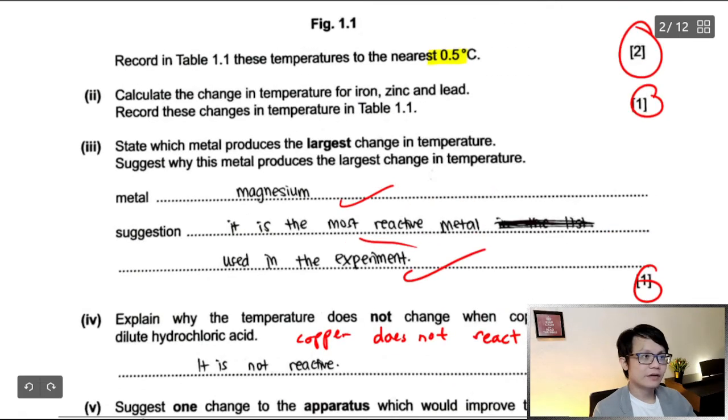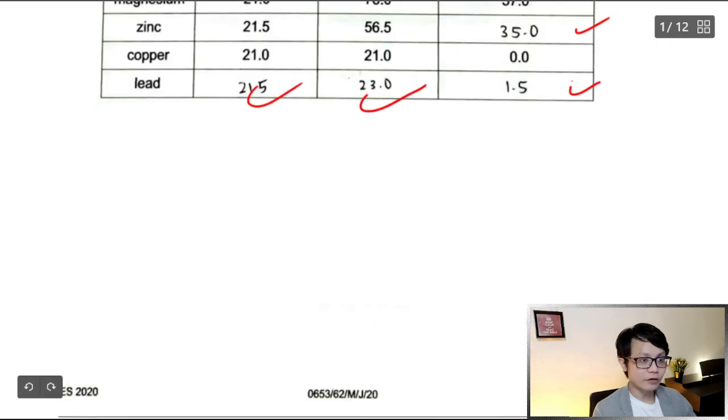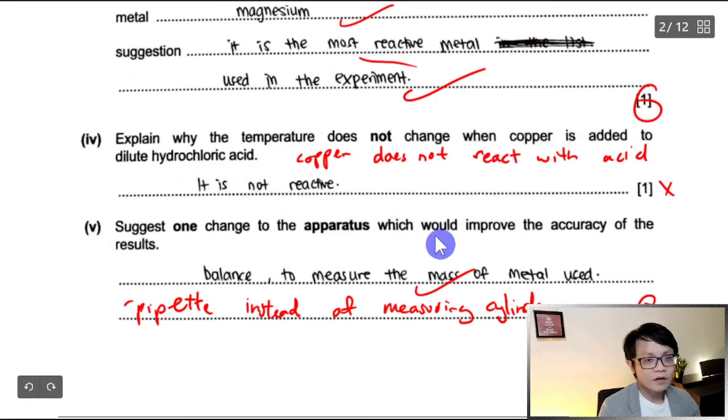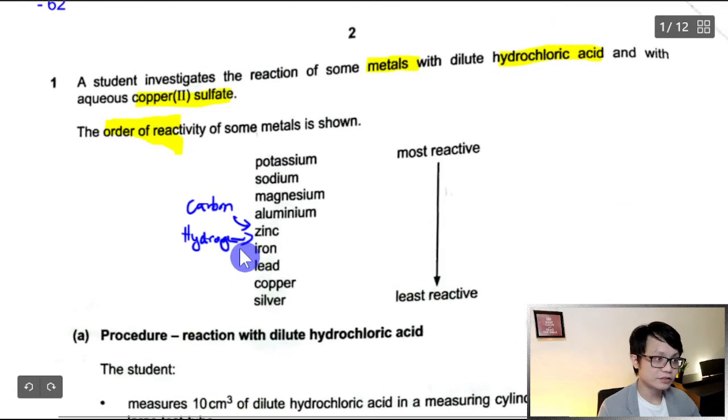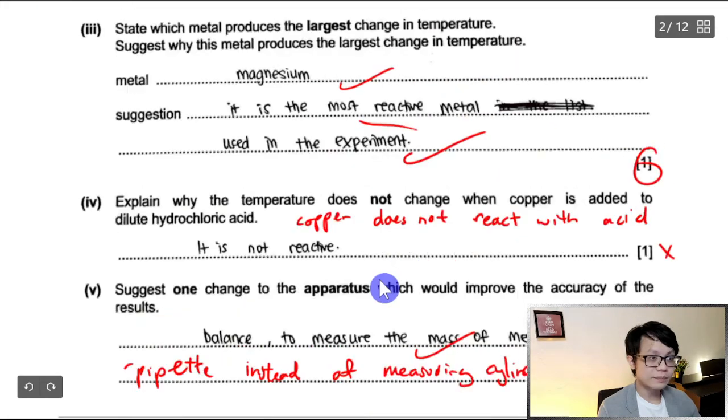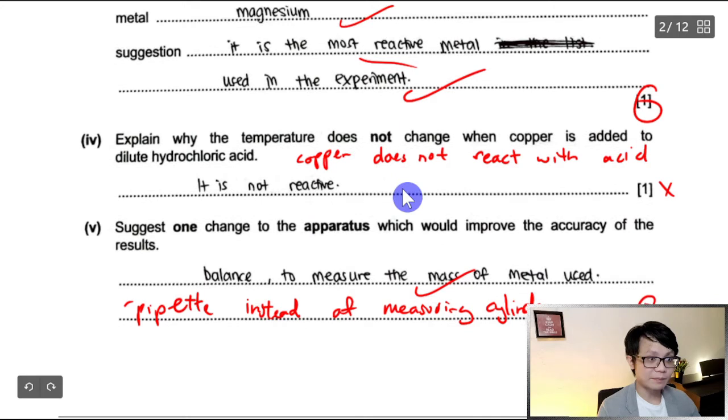The reason is, if I can put hydrogen ion, where should I put hydrogen ion? If you look at the position of hydrogen, we can see that hydrogen is between zinc and iron. This one we also need to know, so that we can use hydrogen to displace other metals, or carbon to displace certain metals at the bottom. So the answer will be copper does not react with acid. We just follow the marking scheme.